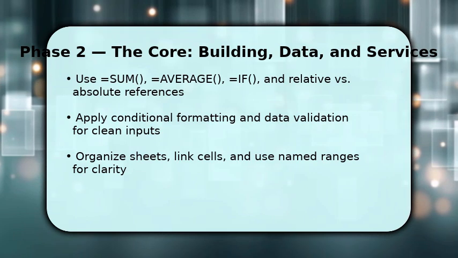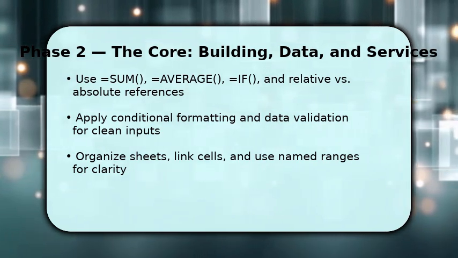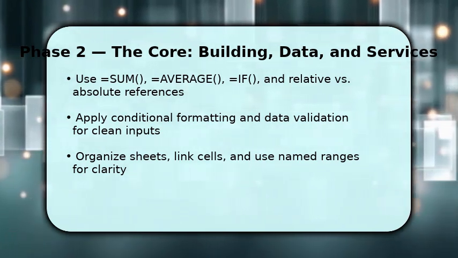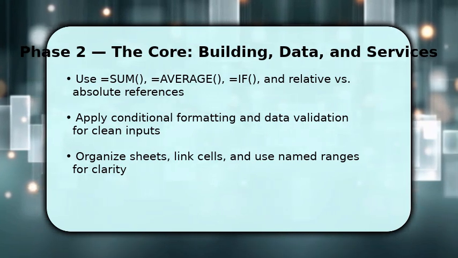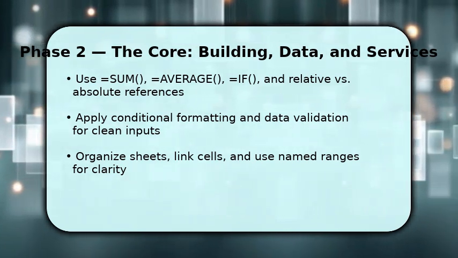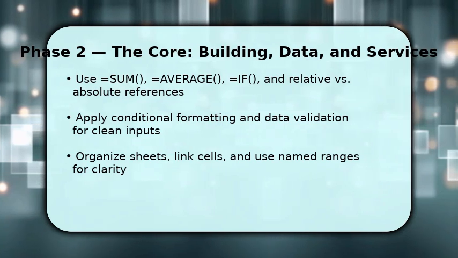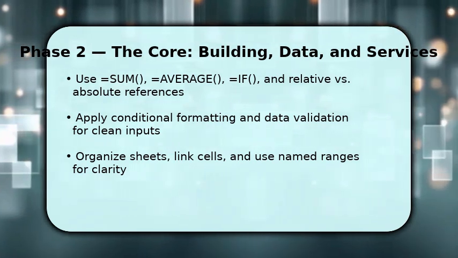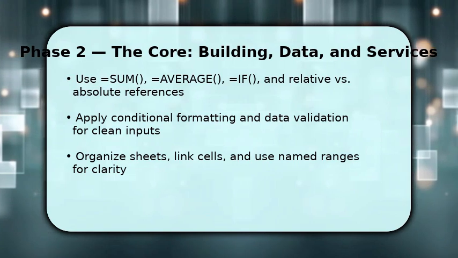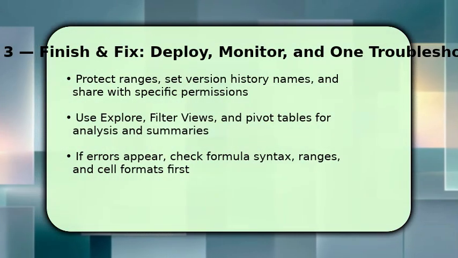Apply conditional formatting to highlight outliers, and add data validation to limit entries to lists, numbers, or dates, so collaborators follow rules. Once formulas work on sample data, duplicate the sheet to test formulas on a fresh copy without risking live data. To finish, tidy up.